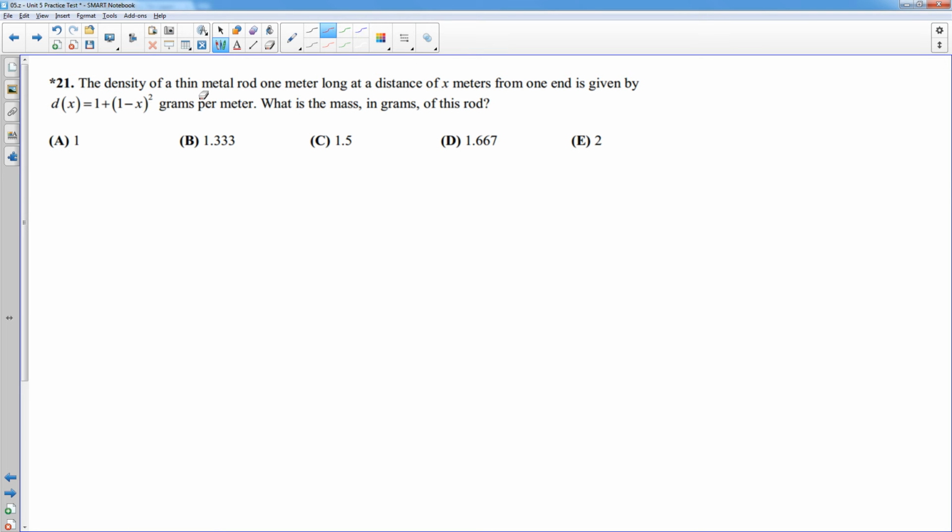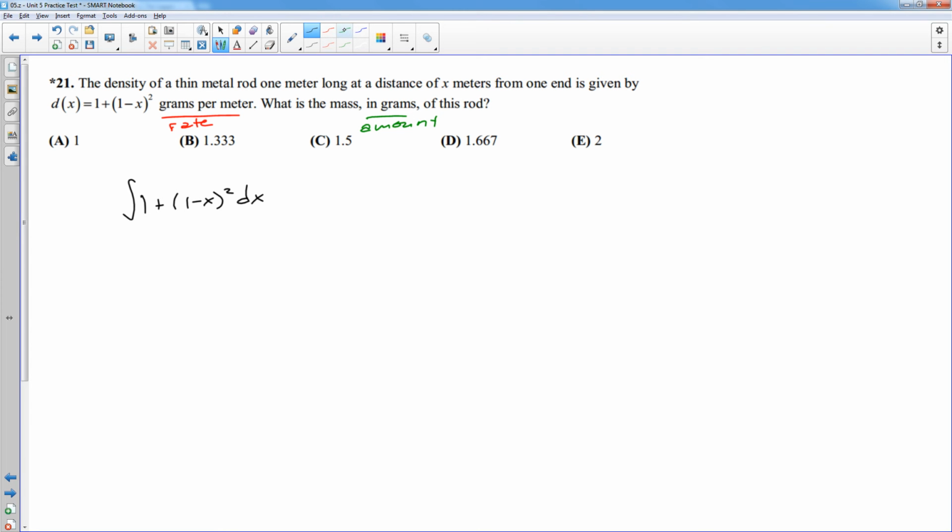but it talks about the density of a rod, and it tells you this is the function for density, then it gives you a unit. If you look at that unit, that is a rate, grams per meter, and then they ask you the mass in actual grams. Well, if I want to go from a rate to an amount, you will do the antiderivative. So that's going to be the antiderivative of the density function, the rate function.